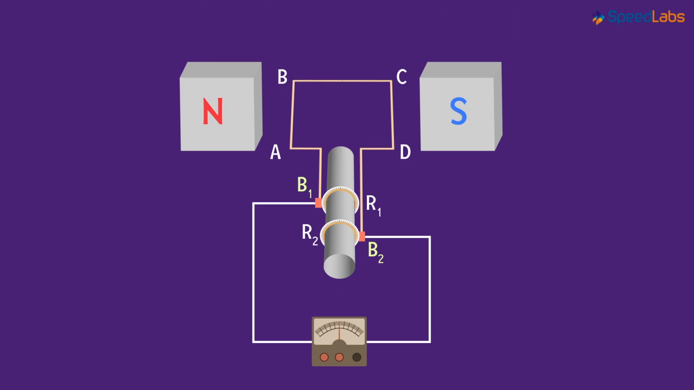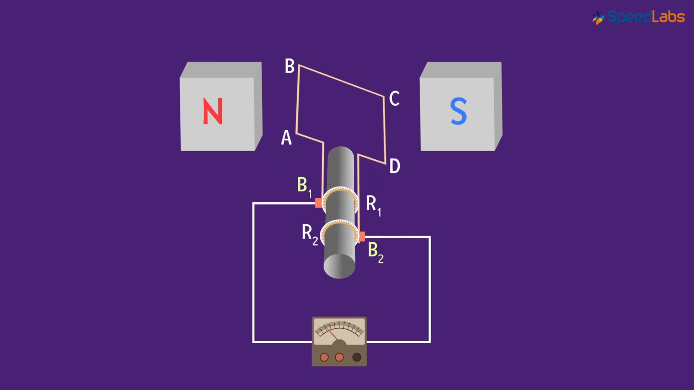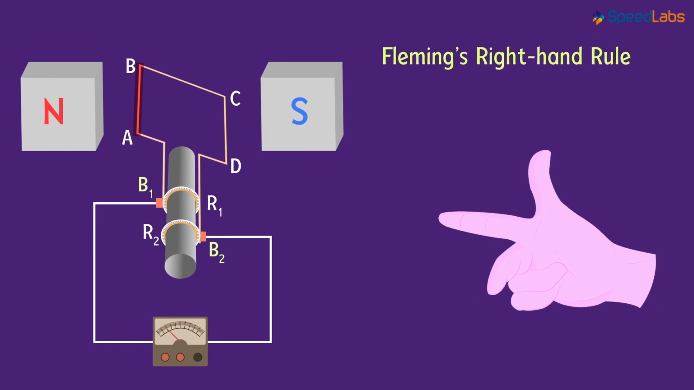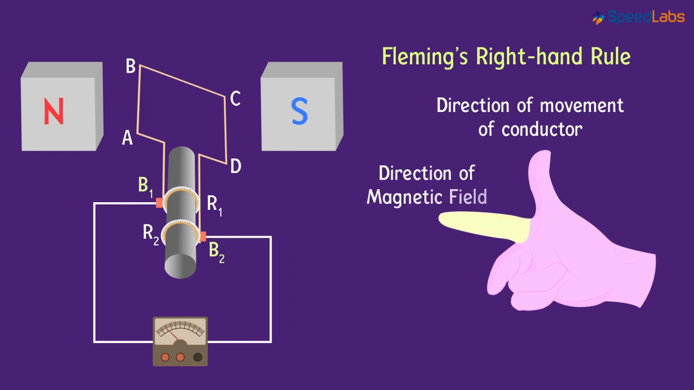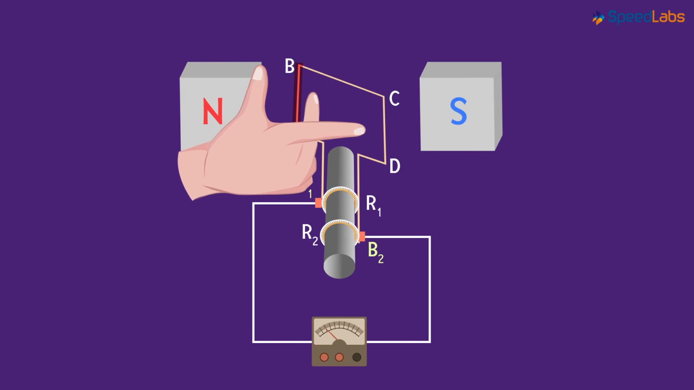The axle is rotated from outside to rotate the coil which is in the magnetic field. Say we rotate it clockwise, which means arm AB will move up and arm CD will move down. Now to find the direction of current flowing in arm AB, we use Fleming's right-hand rule. Do you remember it? The thumb of our right hand gives us the direction of the movement of the conductor, the index finger gives us the direction of magnetic field, and the middle finger gives us the direction of current induced. So we apply it to arm AB, we see that the current flows from A towards B.